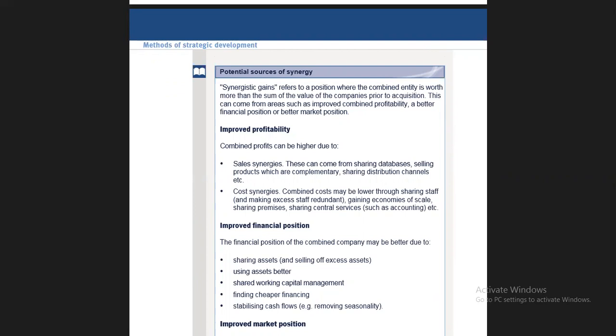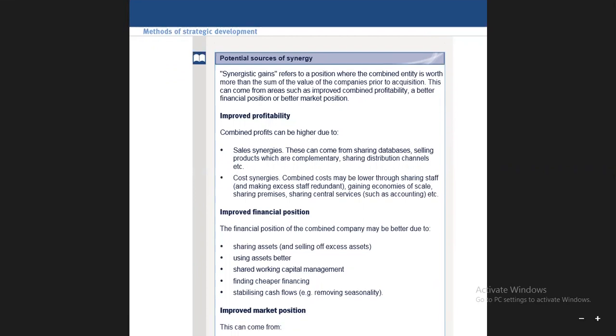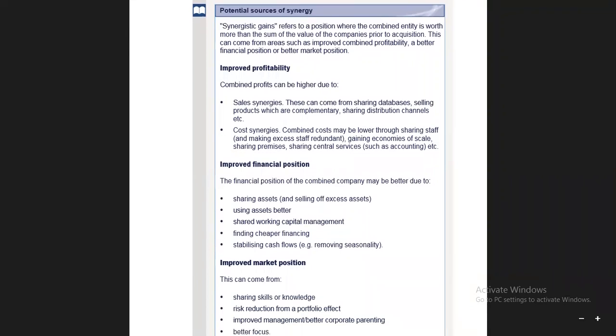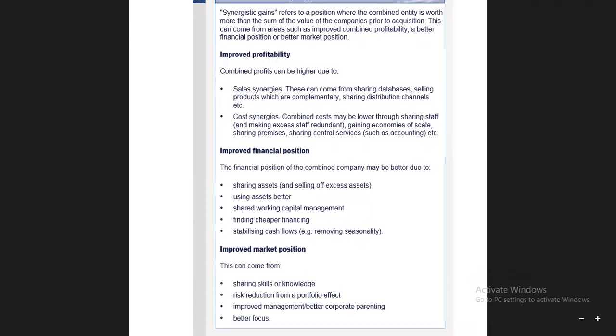So this is basically synergistic gains: you have a better market position, you capture the whole market, and you have a better financial position because of that acquisition. So this is called synergistic gains. So improved profitability. How come profitability improves? When they combine effort, when they put effort together, the profitability will automatically increase because both companies are working towards the same goal. So the profitability will ultimately increase.